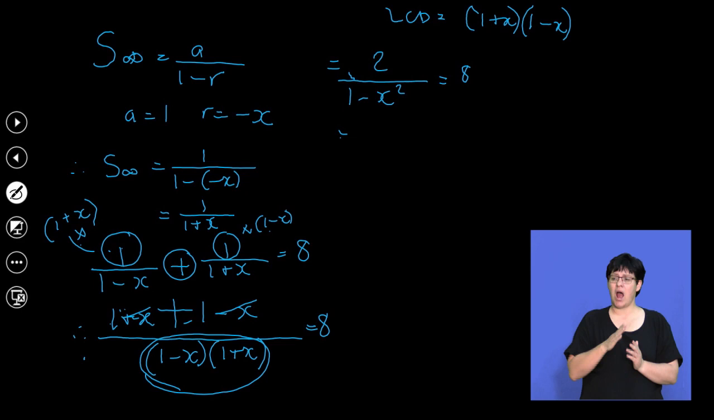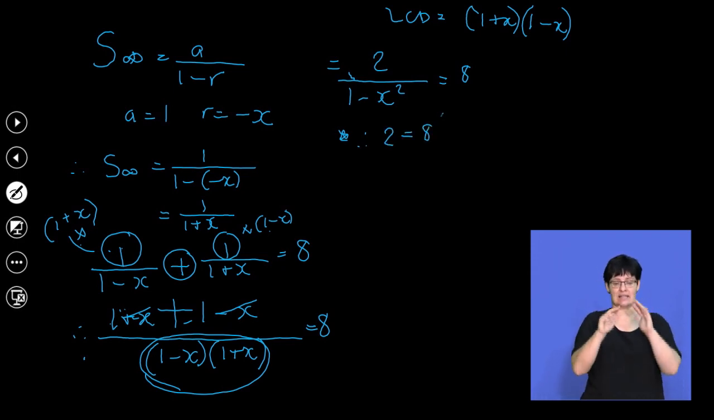Okay, we want to get rid of that denominator by multiplying both sides of the equation by the 1 minus x squared. So when we do it on the left side, we're just left with a 2, and when we do it on the right side, we're going to multiply the 8 by the whole of 1 minus x squared.